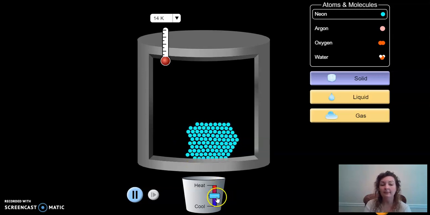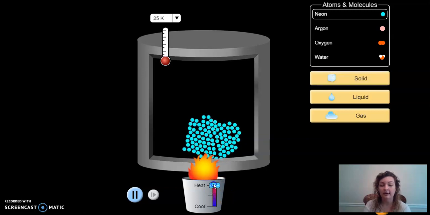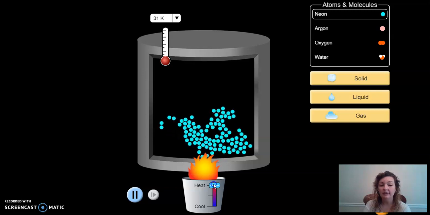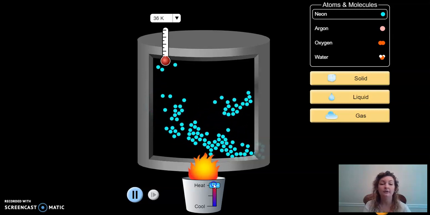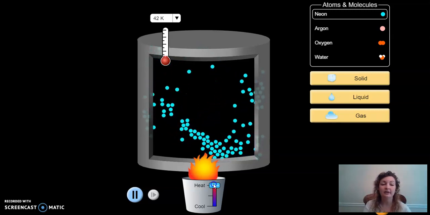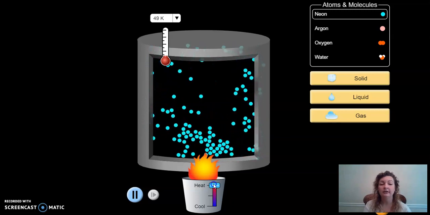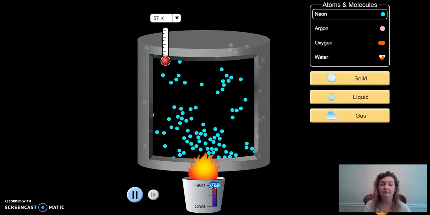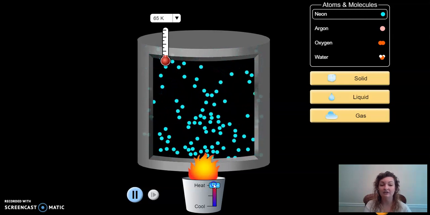Now, what would happen if we go ahead and apply a little bit of heat? So we're adding some fire. All of a sudden, our particles are moving much faster. They're spreading out. We saw them go to a liquid stage. Now we see them changing into a gas stage.